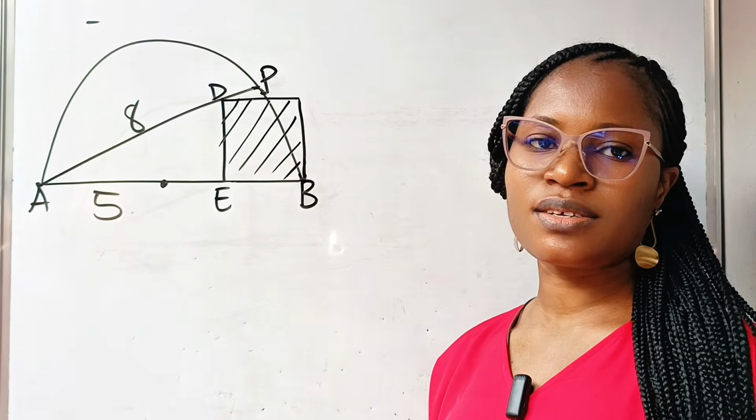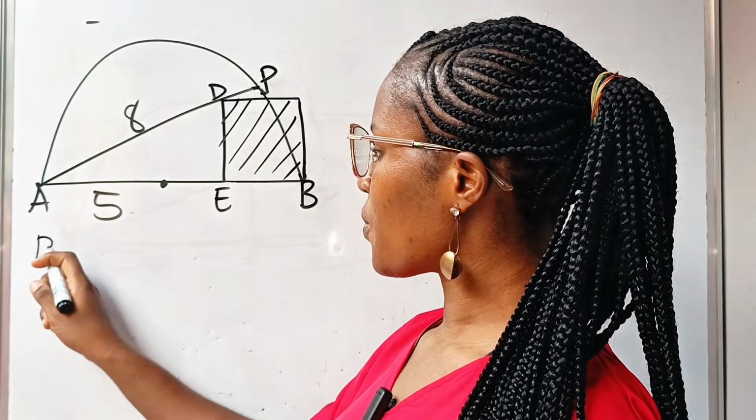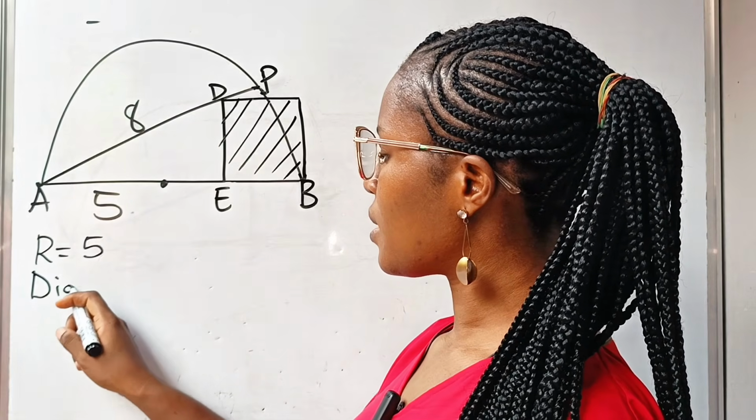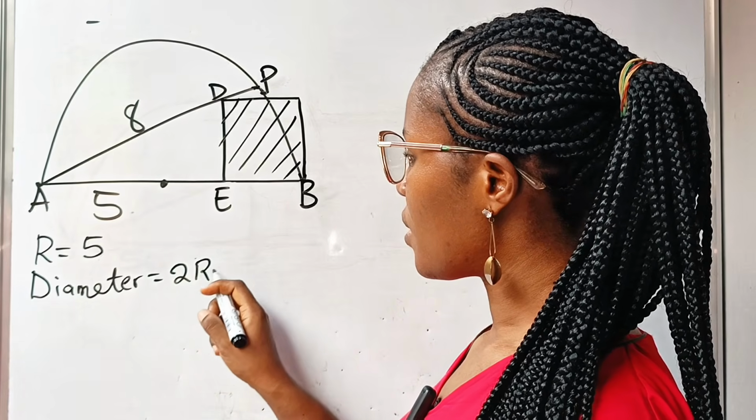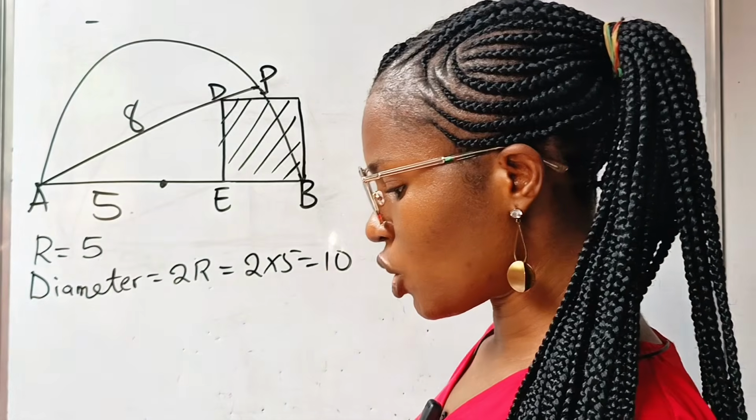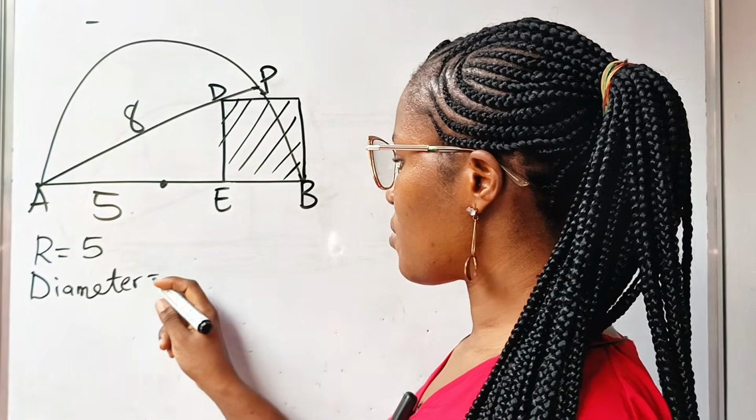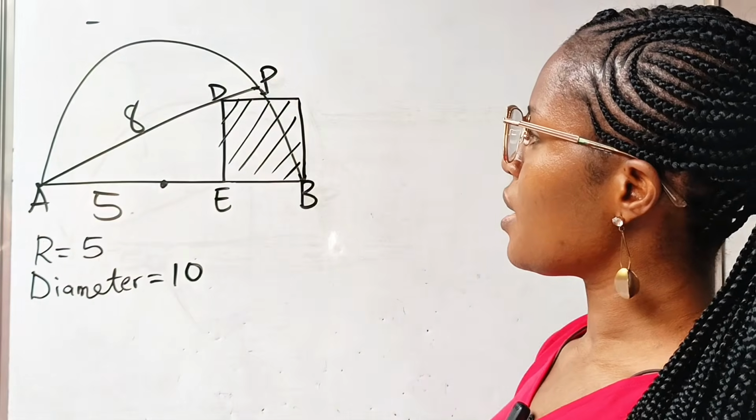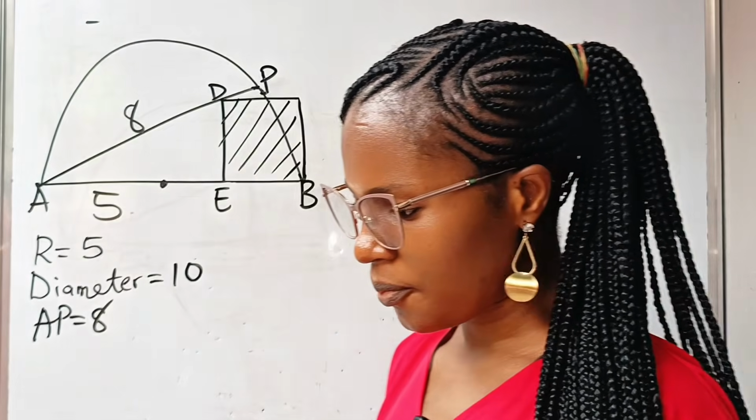So first of all, we're going to write out the information that is already given. We are told that the radius is equal to 5. That means the diameter is equal to 2r, which is equal to 2 times 5, which is equal to 10. So in short, the diameter is equal to 10. And we have that AP is 8. AP is equal to 8.